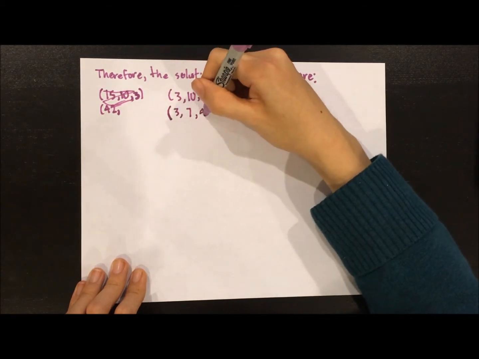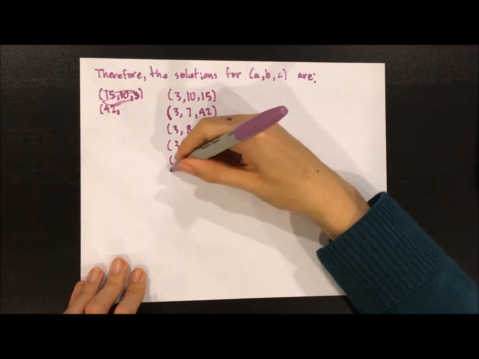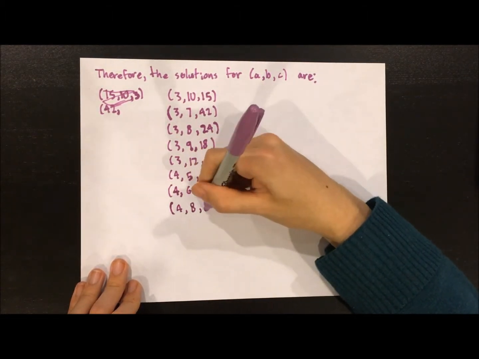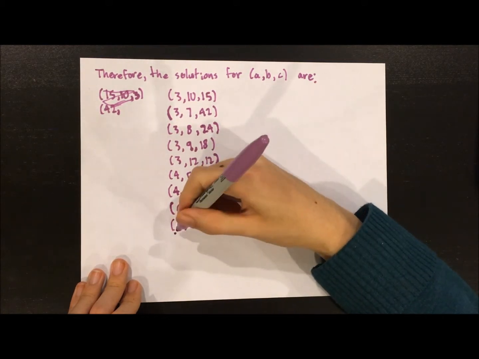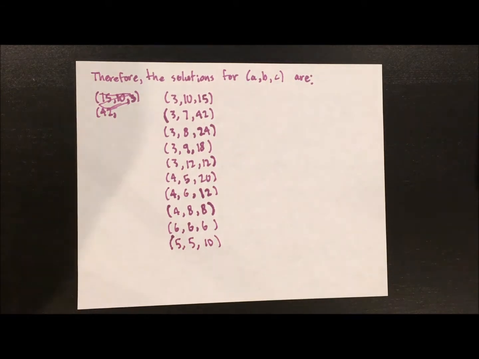3, 7, 42. 3, 8, 24. 3, 9, 18. 3, 10, 15. 4, 5, 20. 4, 8, 8. 4, 6, 12. 5, 5, 10. 6, 6, 6. 3, 12, 12.